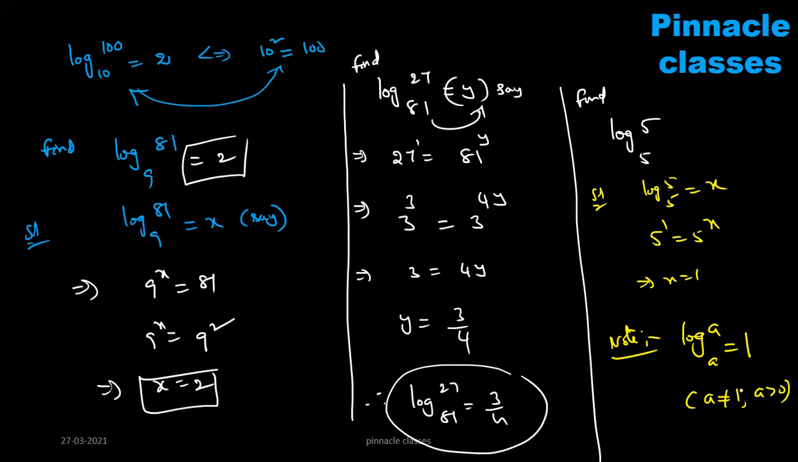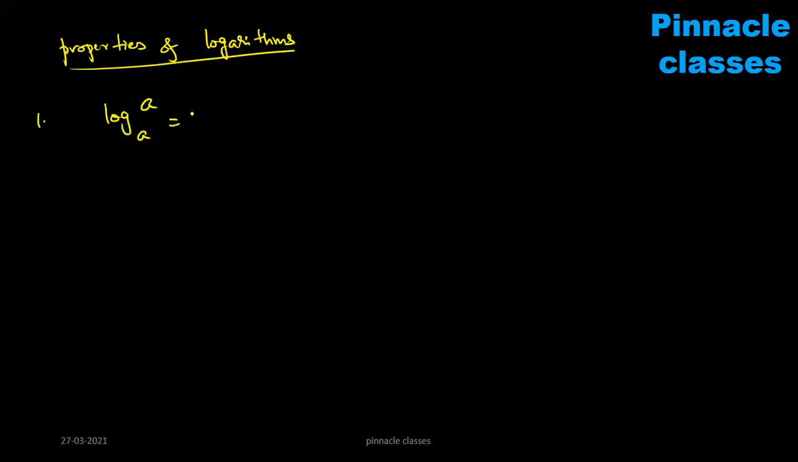Now I am giving formulas. Properties means formulas here. See carefully. A lot of practice is required especially for logarithms. Properties of logarithms. What is the case? See. 1. Log a to the base a is 1, a should be greater than 0 and not equal to 1. 2. Log 1 to the base a is 0. Why? Because a power 0 is how much? 1. That's the meaning.